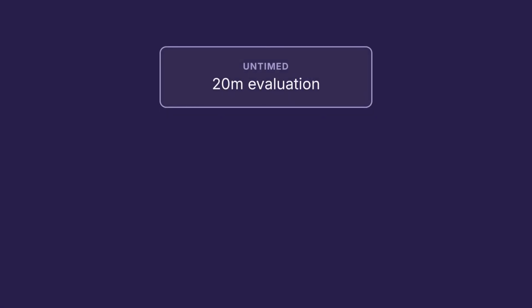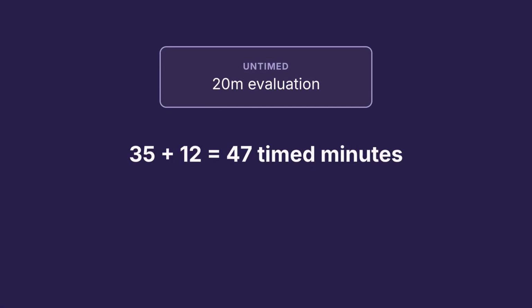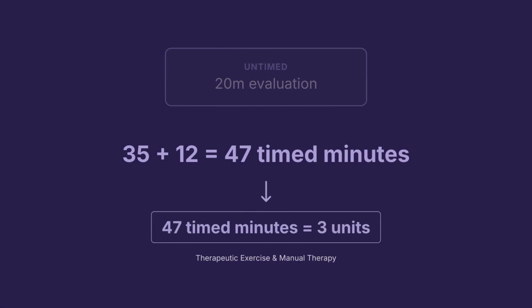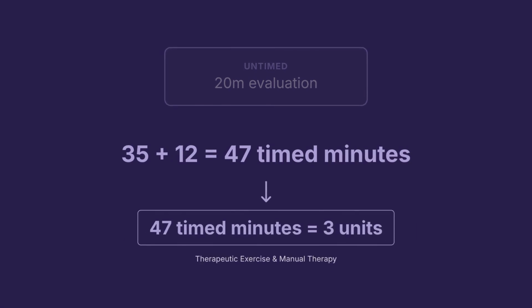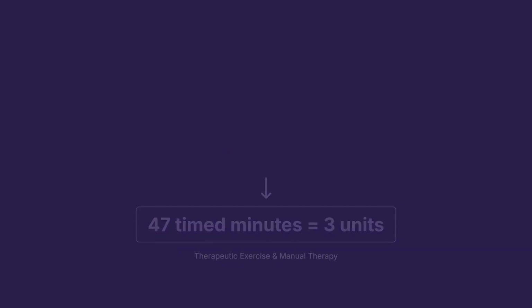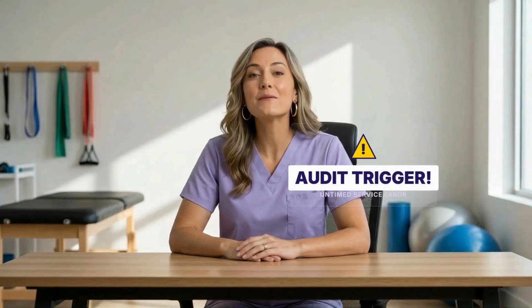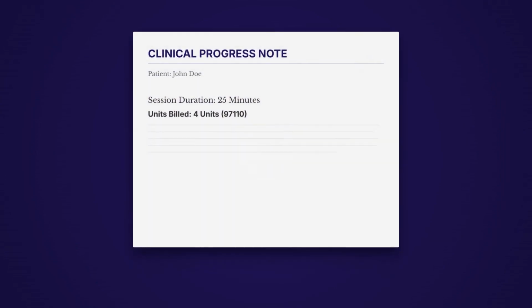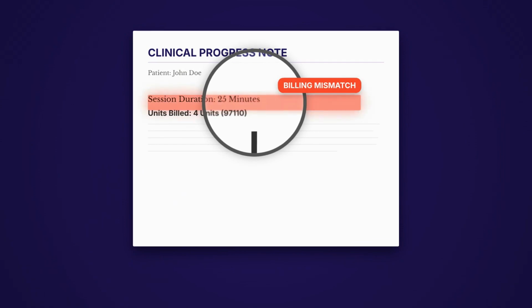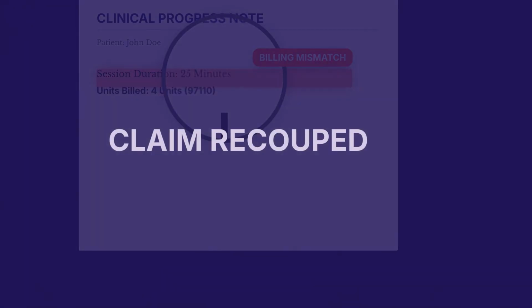The re-evaluation is untimed. It does not go into the timed calculation. The only time that counts is the 47 timed minutes, 35 plus 12. That supports 3 units for therapeutic exercise and manual therapy combined. Pulling untimed service time into your unit math is one of the most common audit triggers in outpatient PT billing. Payers pull the note. When the documented session length does not support the units billed, the claim gets recouped.